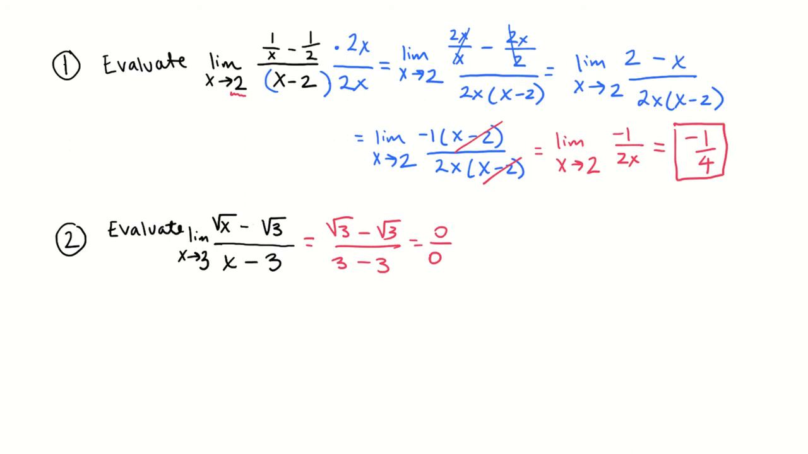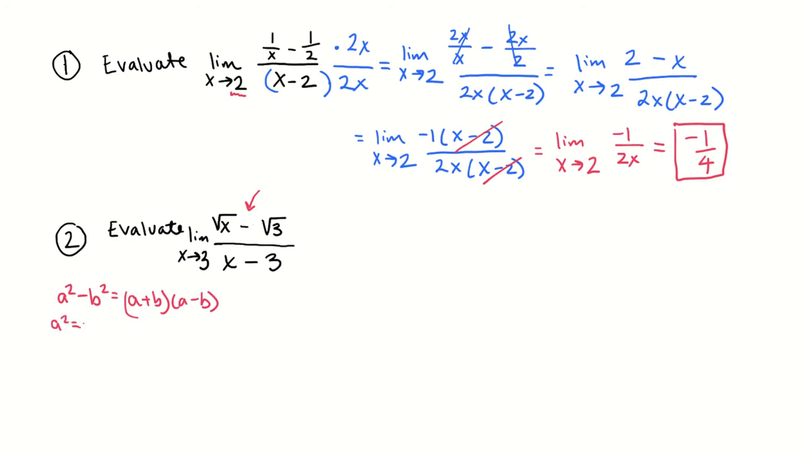There are a couple things that you could try for this one. You could try multiplying by the conjugate of the piece with roots. So that means multiply by root x plus root 3 on the top and the bottom. Or you can actually factor the bottom using difference of squares. That pattern is a squared minus b squared equals a plus b times a minus b, where we would make a squared x, which means that a would be the square root of x, and b squared would be 3, so b would be the square root of 3.